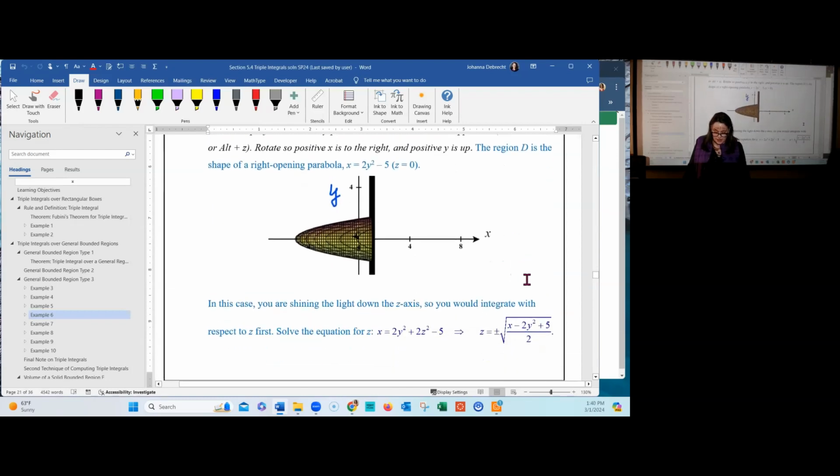If we're looking in the xy plane, then the value of z is 0. In this case, this gives us the equation x equals 2y squared minus 5. And again, this is simply taking our paraboloid equation and replacing the z variable with 0. Now, if we're looking at this, we're shining a light down the z-axis. So what we're getting is, of course, an equation in terms of z.